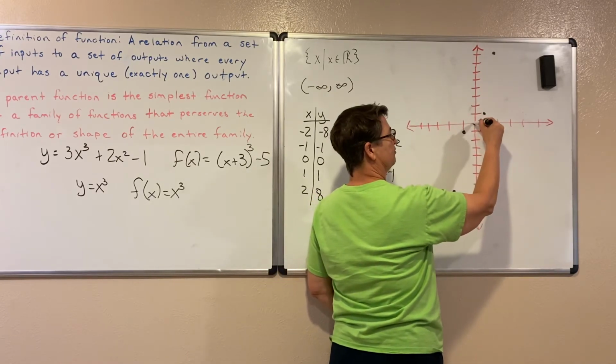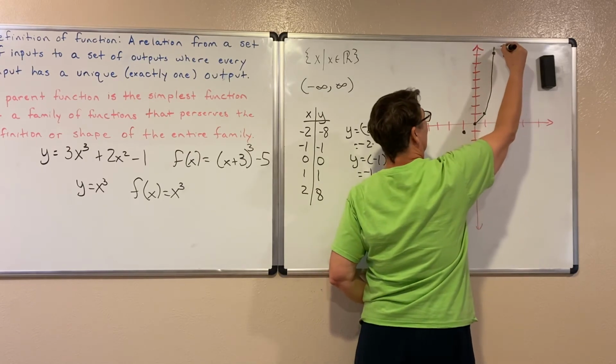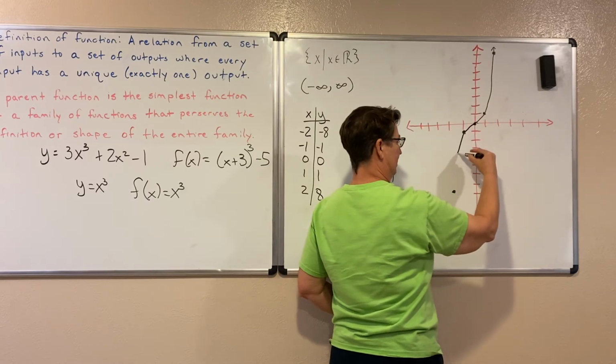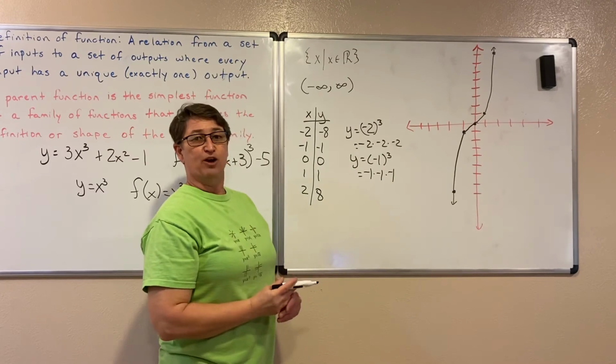To show that, I'm just going to connect my points to show that there are points all the way along, and it keeps going. I put that arrow on there to let me know that it keeps going forever and ever. So there's our graph of our cubic function.